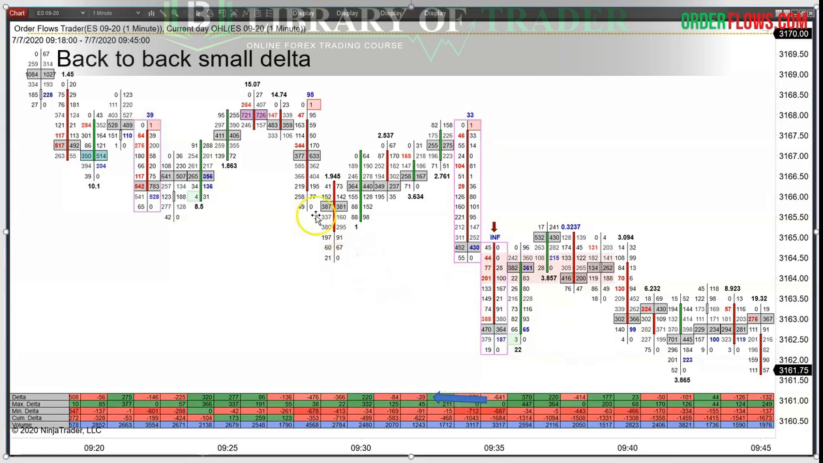Where's the swing high? Up here. Where's the swing low? Right here. Right? We break out from the swing low. The swing low, again, it's not the bars with the small delta. It's right here, a few bars earlier. All right? You break out of that.